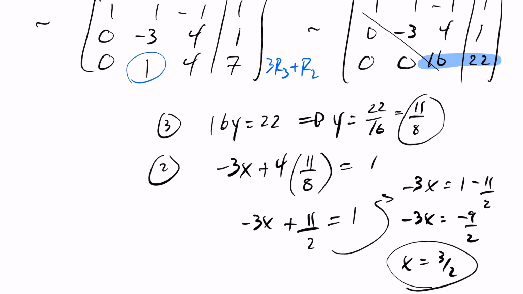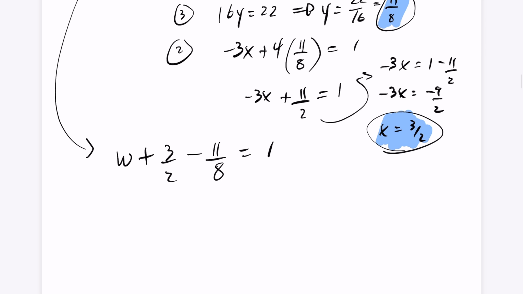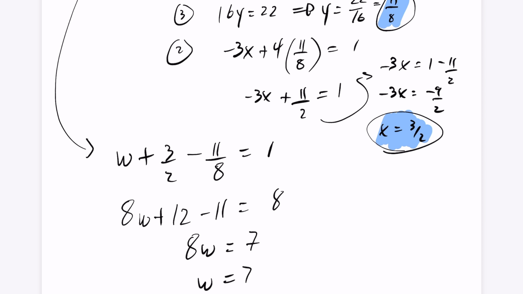So I know the value of y is 11 over 8. I know the value of x is 3 over 2. All right, so now solving for this here, you're going to get w plus x. My x value we just discovered was 3 over 2, minus my y value, which is 11 over 8, and that has to equal 1. So you have to go ahead and solve for this. I'm just going to multiply across by 8. I'm going to get 8w plus 12 minus 11 is 8, in which case here we get 8w is 7, and w is 7 over 8.